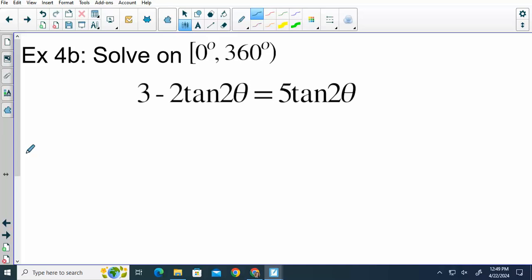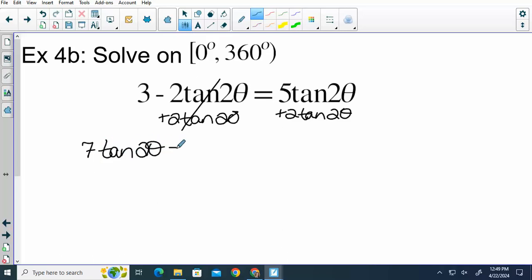Alright, so we need to get the tangents together. Hey, that's a lot of angles that I don't really like. So what would you do first? Add the 2 over, the 2 tangent. So we get 7 tangent 2 theta equals 3. So we're trying to get the tangent by itself. The fact that it's a 2 theta tells me what? Double answers.